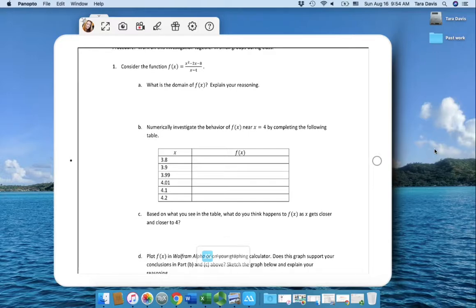And we will be considering the rational function given by the equation f of x equals x squared minus 2x minus 8 all over x minus 4. And so the first question is, what is the domain of f of x? And especially, this is calculus class, it goes without saying you're always going to have to explain your reasoning.